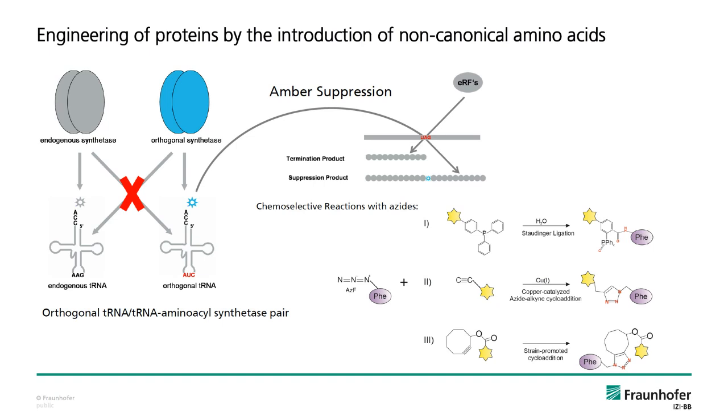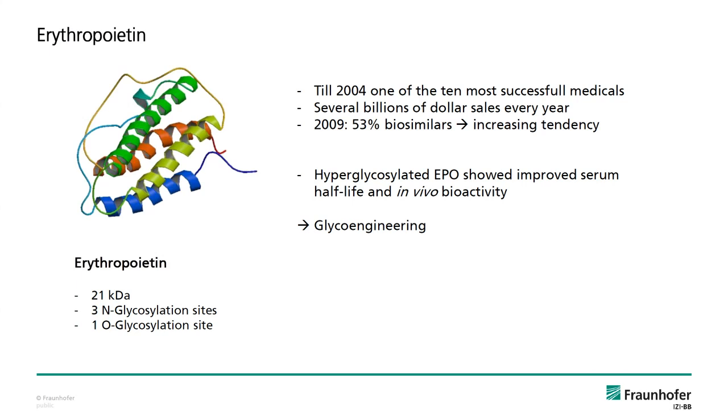As I mentioned, we are focusing mainly on post-translationally modified proteins and therapeutic proteins. One of the most famous proteins in this part is the glycoprotein erythropoietin, short EPO. EPO was until 2004 one of the 10 most successful medicines. Moreover, there are a lot of biosimilars of EPO because it has an immense therapeutic effect for ischemia and to regulate the oxygen in our blood. A lot of researchers are interested in a really defined EPO with defined glycosylation pattern.